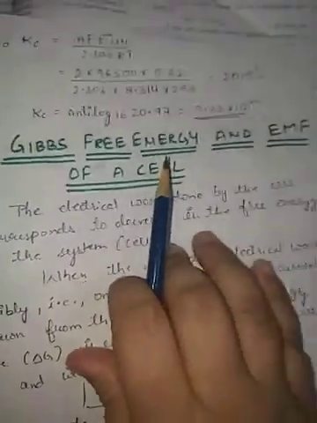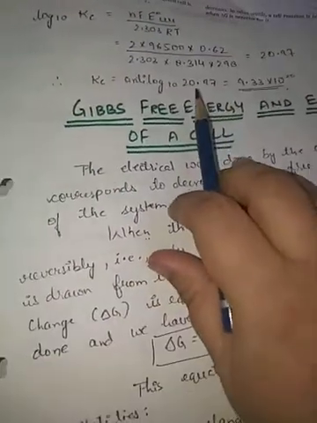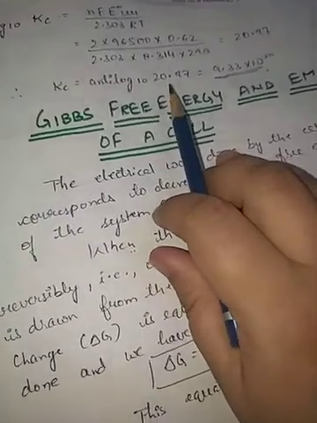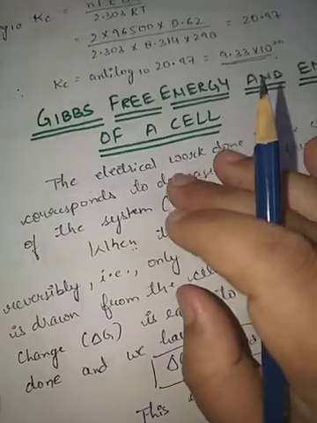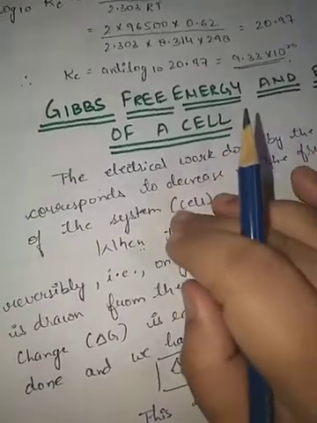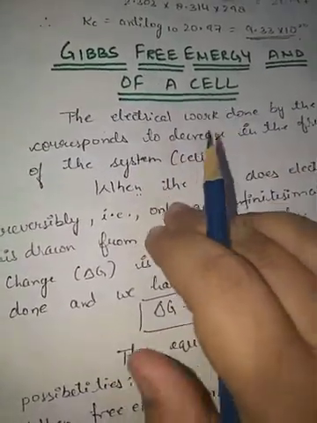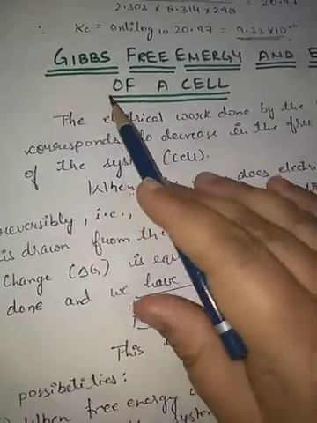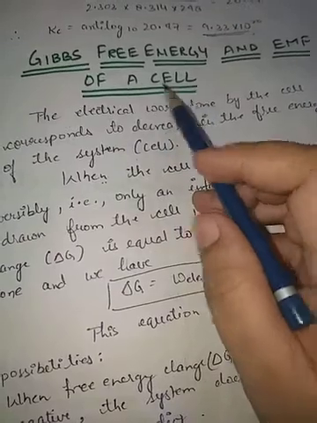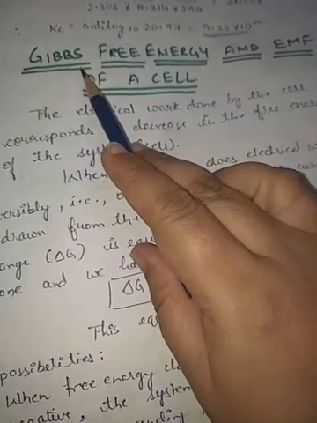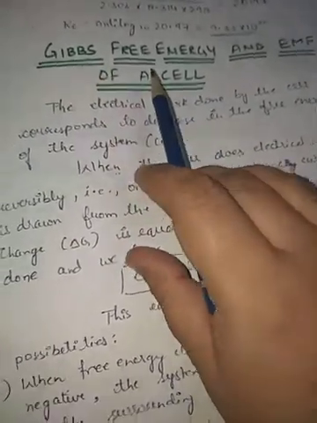Okay, now this was all about the equilibrium constant, when the potential difference between the electrodes is 0. Okay, they are at equilibrium. Now, Gibbs free energy, that is delta G, and EMF of a cell. Now we'll find out the relationship between Gibbs free energy and EMF of a cell.